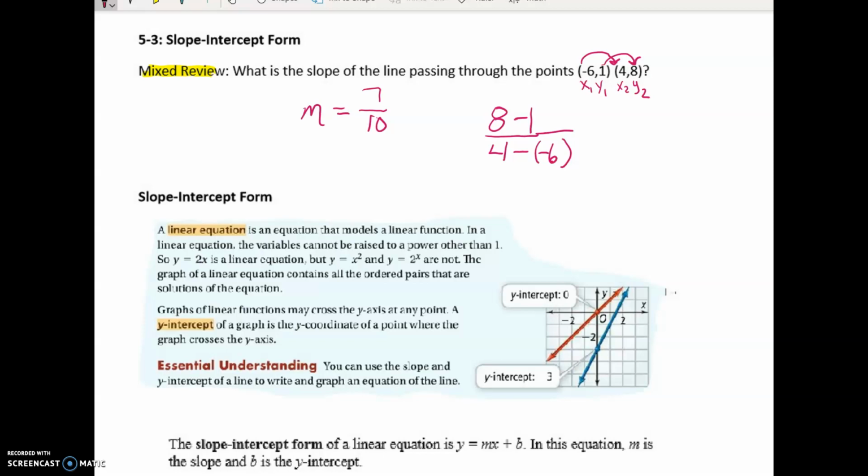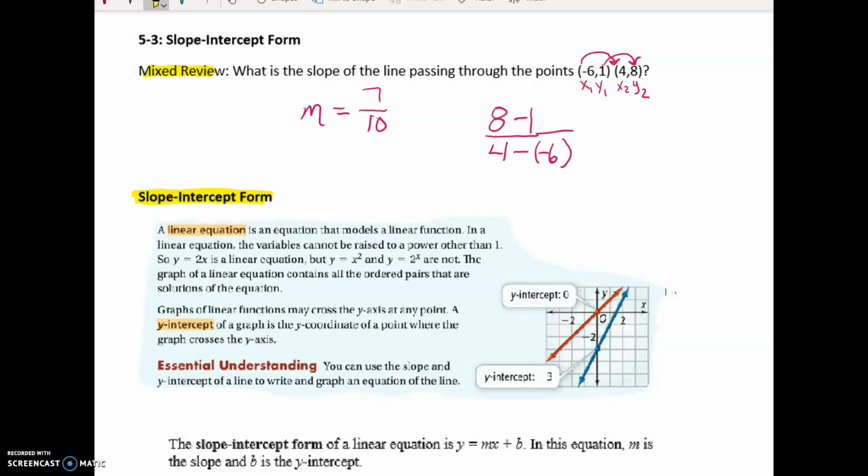Now, we're going to continue discussing slope, but we're also going to look now at slope-intercept form. I think that some of you are familiar with this already, but it's also a good reminder, and we may be doing some problems with slope-intercept form that maybe you haven't done in the past. So we're going to be working with linear equations, and those equations model linear functions.